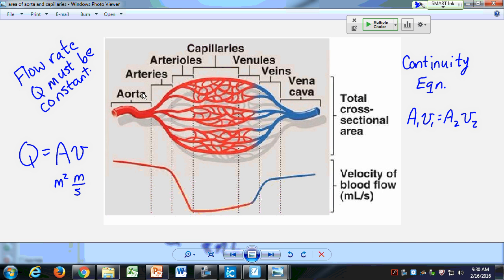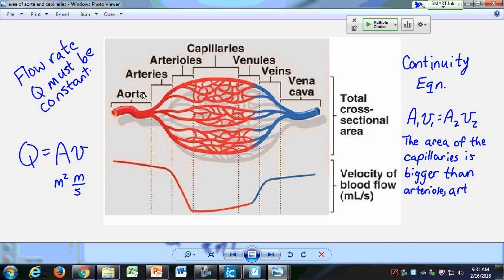Let me write that down. So the area, meaning the cross-sectional area of the capillaries, is bigger than the arterioles, arteries, and the aorta is bigger than any one of those, so the blood flow is slower through the capillaries.